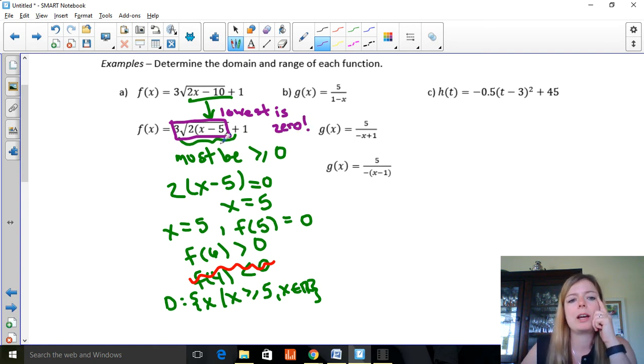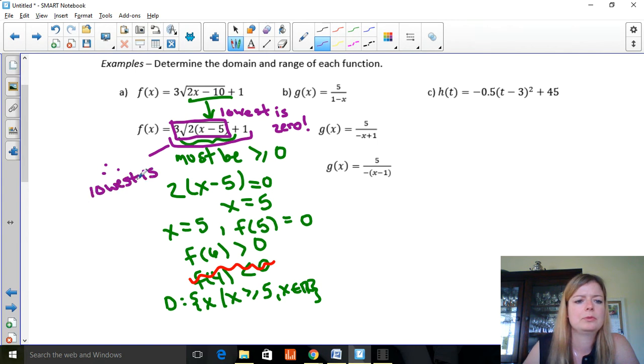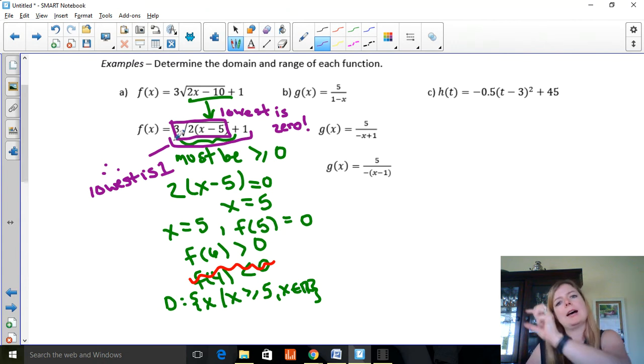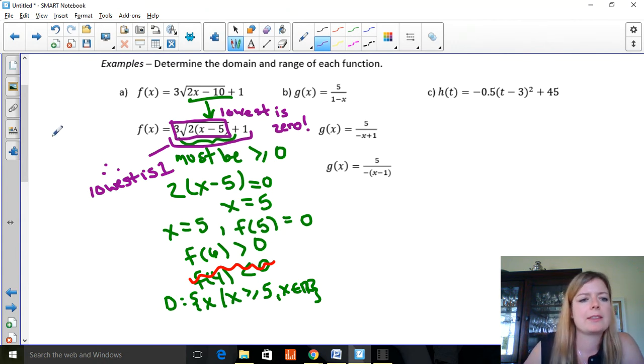So the lowest output I can possibly get out of that is 0. So since the lowest thing I can possibly get out of that is 0, the lowest thing I can get out of this entire function must be 1. And then I know that it's all above 1 because this is a positive 3, so that means the parabola is opening up. So it's going to look something like this, right? So I know that it's all going to be above 1.